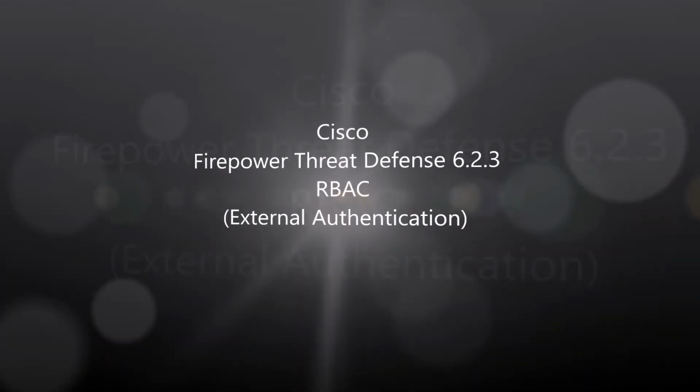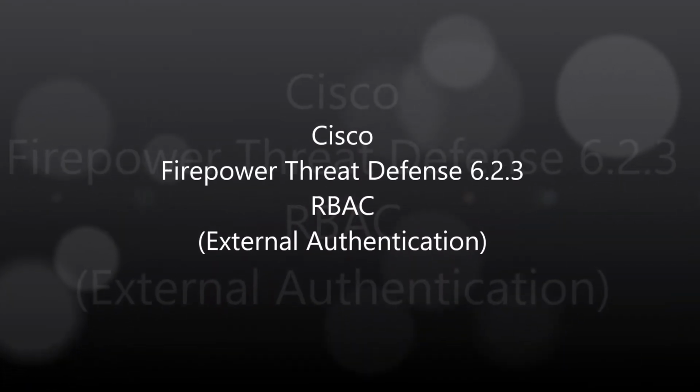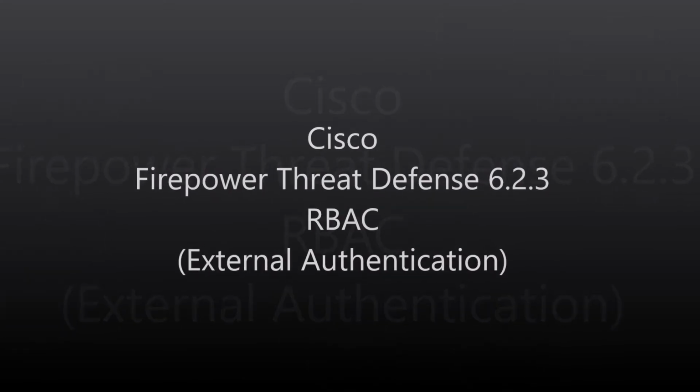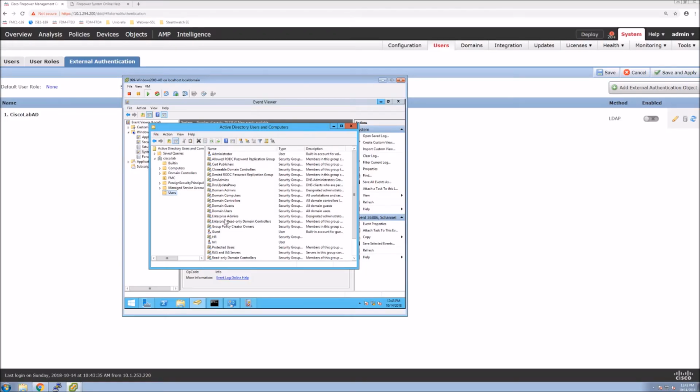Cisco Firepower Threat Defense 6.2.3, RBAC, using external authentication. This was a specific request, and I thought I'd get this video created. So the first thing we have is Active Directory.